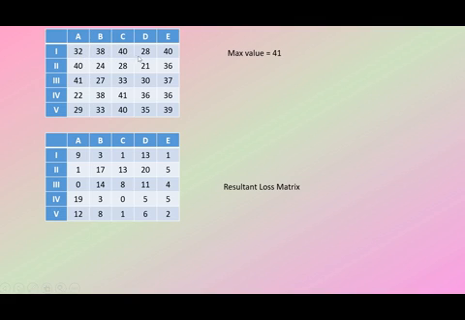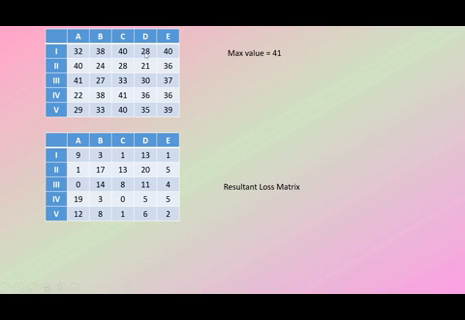32, 38, 40, 28, 40, 40, 24, 28, 21, 36, 41, 27, 33, 30, 37, 22, 38, 41, 36, 36, 29, 33, 40, 35, 39. So we observe that the maximum value is 41. So what are we supposed to do now?